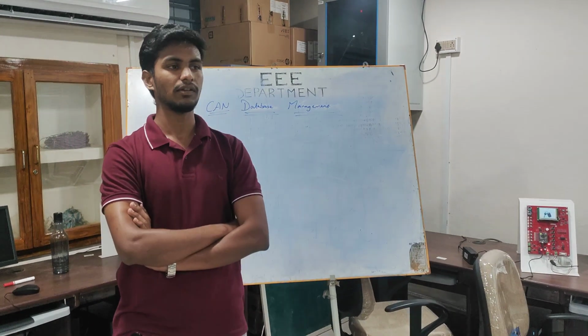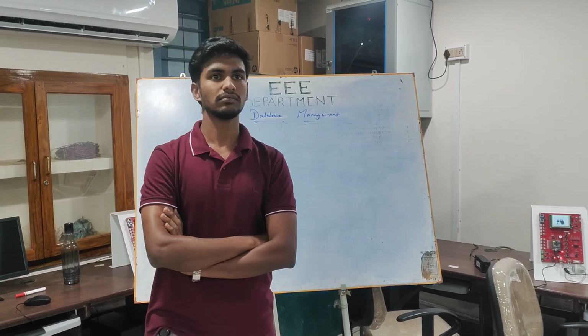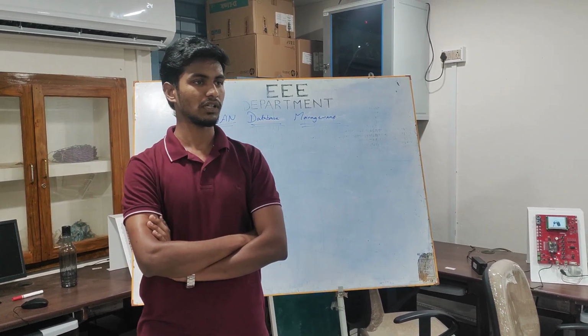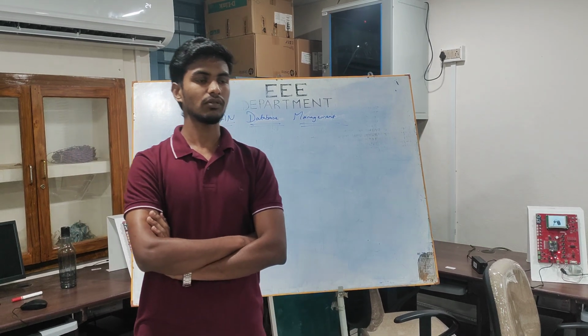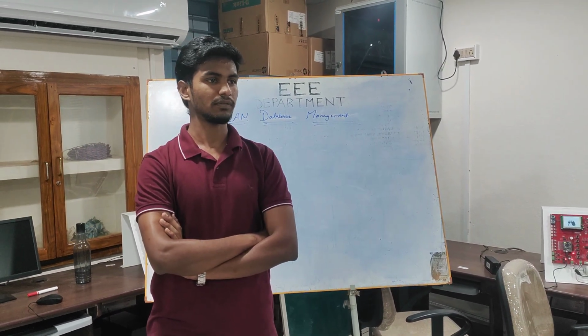We saw the identifier values, RTR, and then IDE, the identifier extension bit. Everything we saw about that in the morning session. So now we are going to create the CAN database. That is called CAN database management.